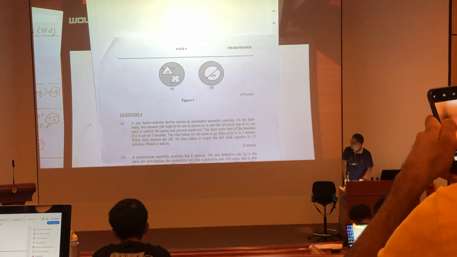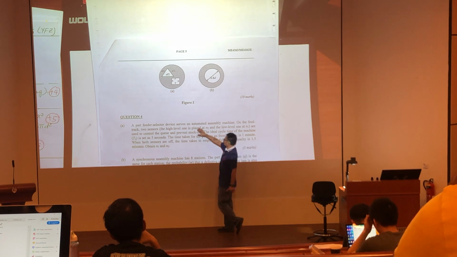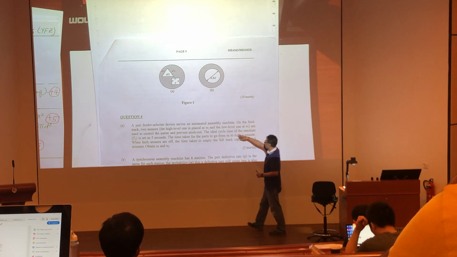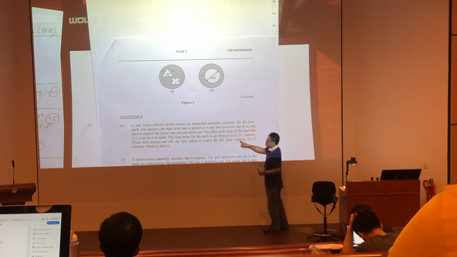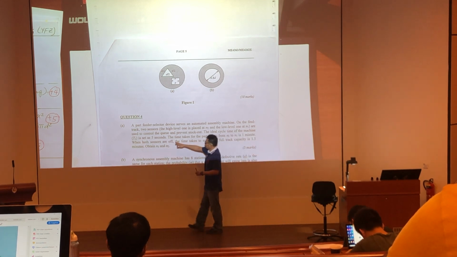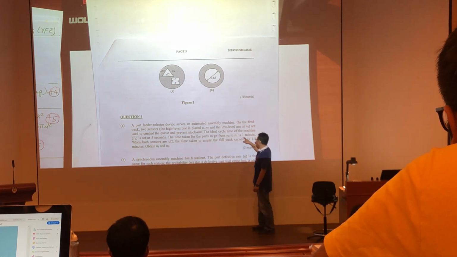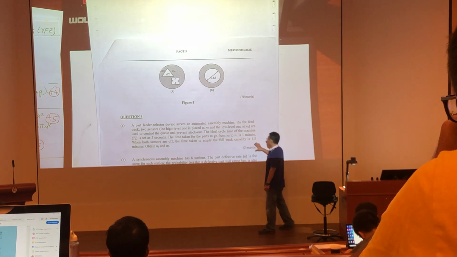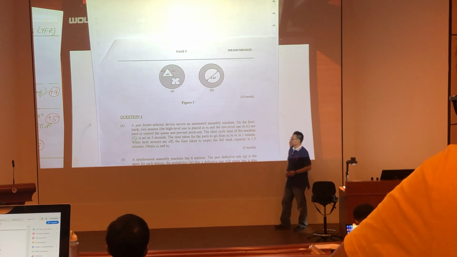Let's move on to question 4. A feeder selected device serves an automated assembly machine on the track. There are 2 high-level sensors and 2 low-level sensors. The ideal cycle time of the machine, Tc, is set at 5 seconds, and the time taken for the parts to go from N2 to N1 is 1 minute. When both sensors are off, the time taken to empty the full track capacity is 1.5 minutes. Obtain N1 and N2.